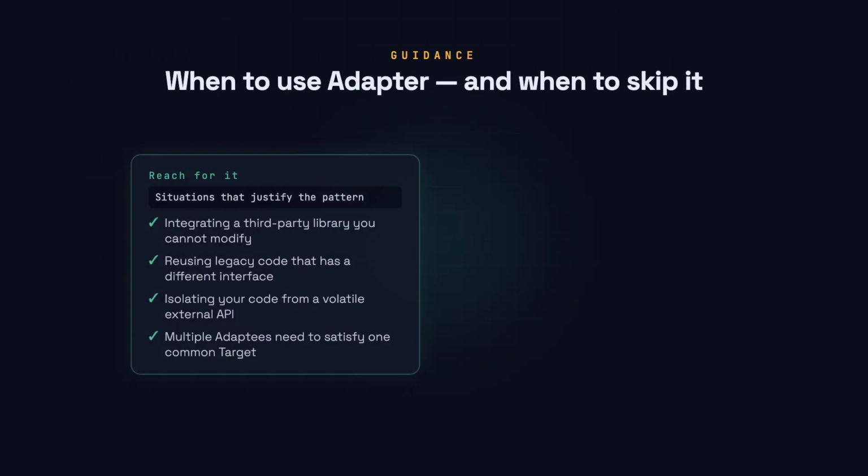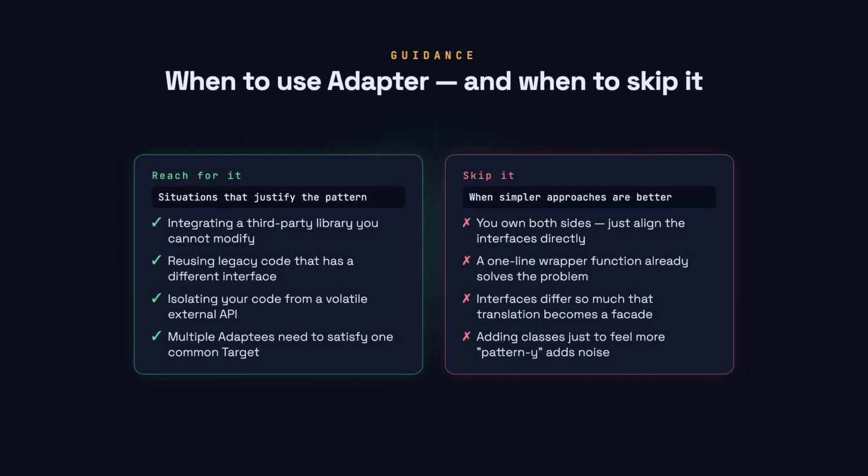Reach for the adapter when you genuinely cannot touch one or both sides of the interface mismatch. Classic cases are third-party libraries, legacy modules, or external APIs that change independently of your code. Skip it when you control both sides and could simply rename the method, or when a tiny wrapper function solves the problem in 3 lines with no ceremony. Also, watch out for translation logic so complex, it smells like a facade instead. If you are re-implementing significant behavior rather than just renaming a call, that is a different pattern.